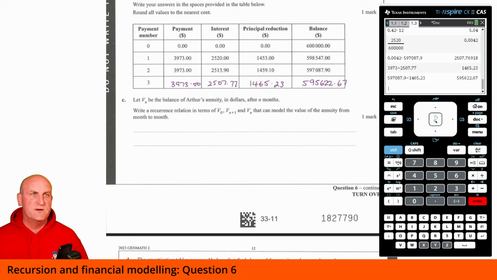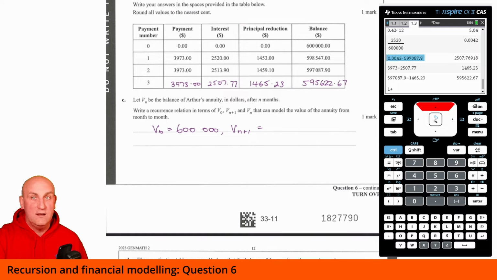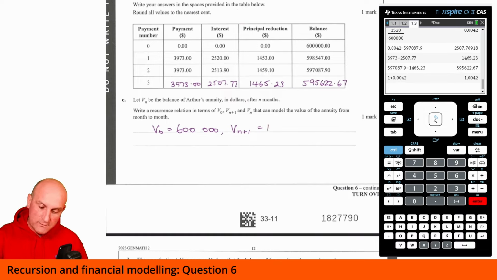Let Vn be the balance of Arthur's annuity in dollars after n months. Write a recurrence relation in terms of Vn that can be used to model the value of the annuity from month to month. Well, V0, and you've always got to use the right letters, is 600,000. V of n plus 1 is equal to, now my monthly interest rate was this value here, so all I've got to do is add 1 to that. So 1 plus that value, and again I'm going to use my calculator to check because I hate to make a stupid mistake: 1.0042 times V of n, minus 3973. And there we go. I think that's my recurrence relationship.